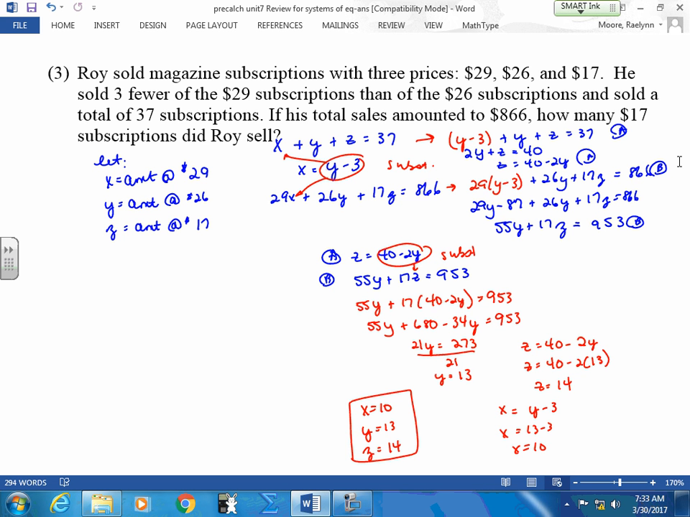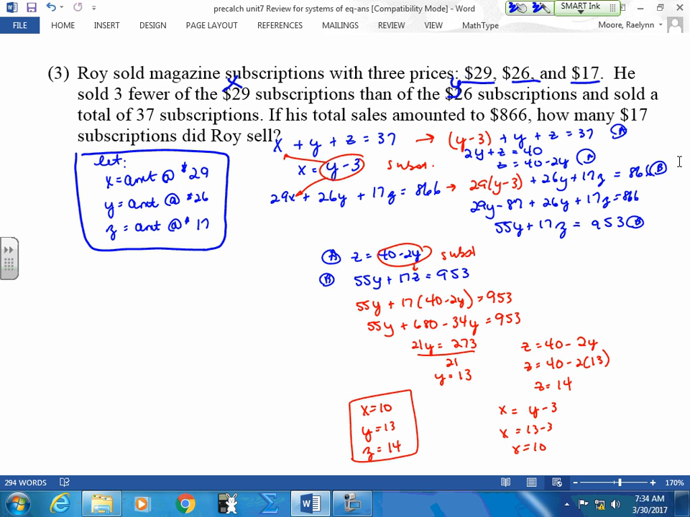Okay, so now, Roy is selling magazine subscriptions. These subscriptions have 3 different prices. So already we have our 3 variables, right? So set up your let statements first. Okay, now, here's a tricky one. He sold 3 fewer of the 29 than of the 26. So let me see who has more in this. 3 fewer of the 29 than the 26. So who actually is going to have more in this? The 26.